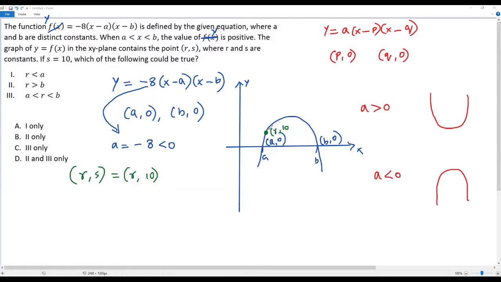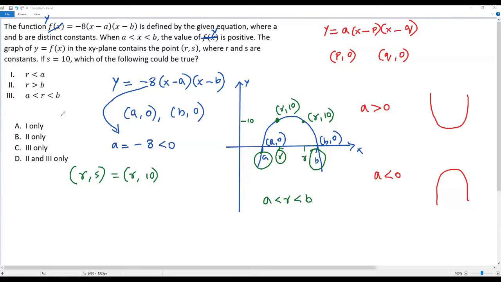It's not that I have to consider the point (r, 10) at one particular place on the parabola above the x-axis. For example, if I consider (r, 10) over here, the y coordinate is 10, and the x coordinate is r. Or if I consider (r, 10) over here, then I'll have the x coordinate r over here. If I consider the point (r, 10) on the parabola above the x-axis, the x coordinate r always lies between the two values a and b. It can be written as a less than r less than b.